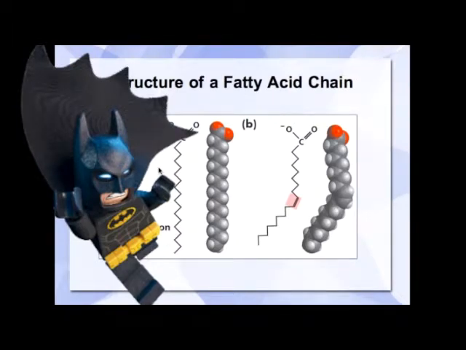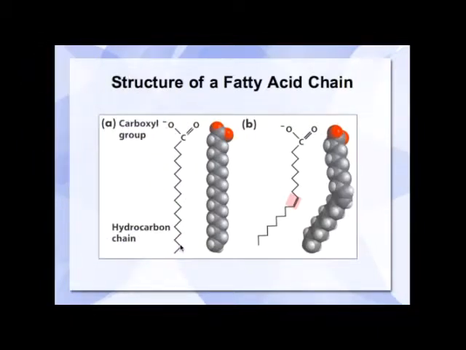Membranes are primarily made of molecules known as fatty acids. Here's a diagram of two fatty acids. A fatty acid is a long chain of carbon atoms connected to each other, and each carbon atom is then connected to hydrogen atoms. In this case, the dark gray balls are the carbon atoms, and the light gray balls are the hydrogen atoms.